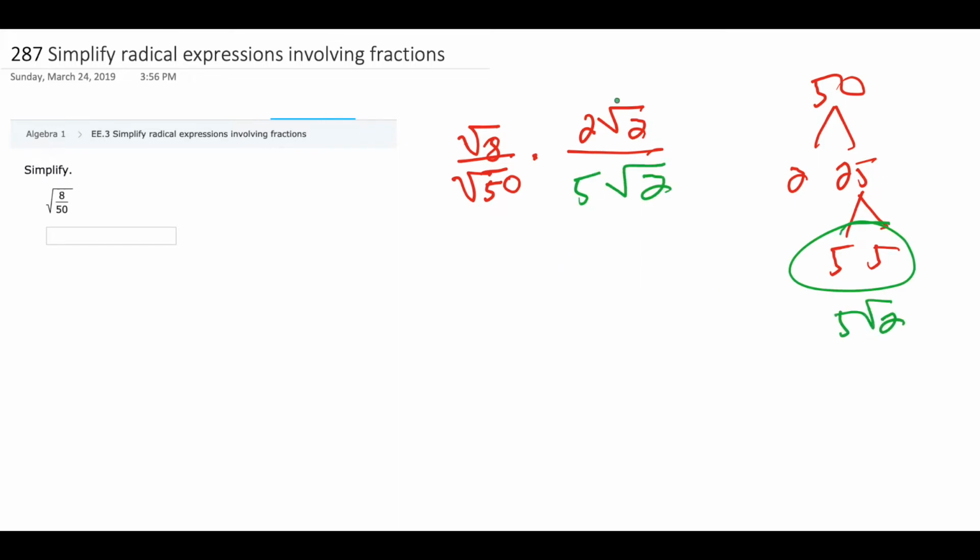Oh, okay, so you're right. And then it'd be 2/5. Yeah. But they're not always going to work out that way.